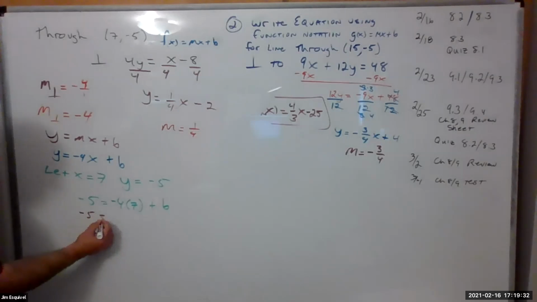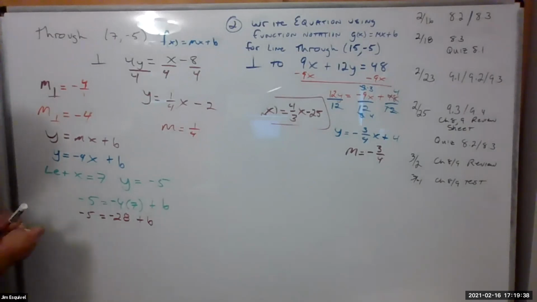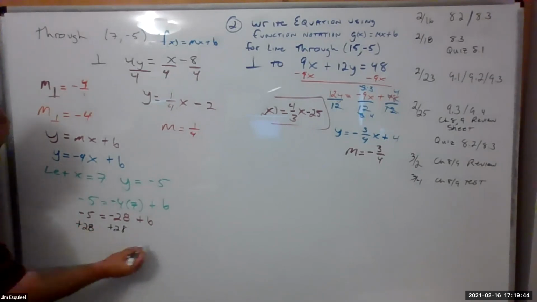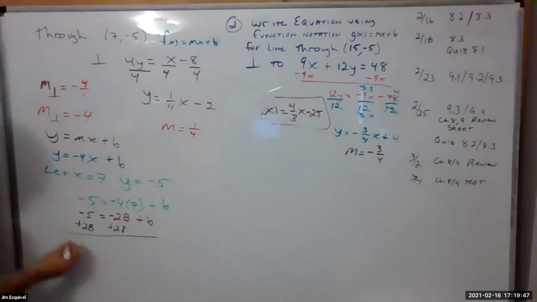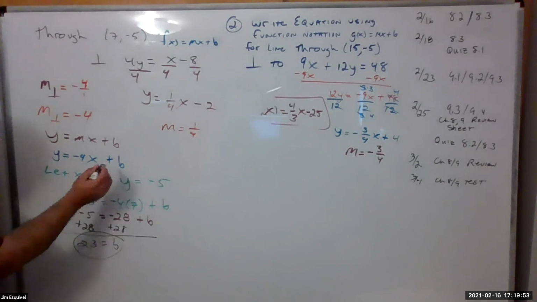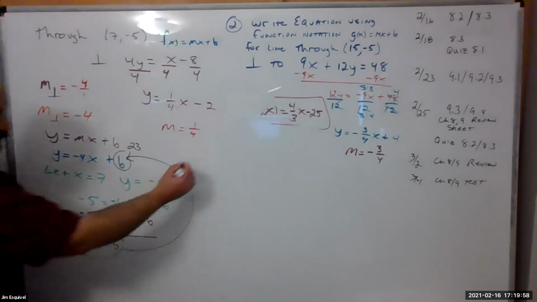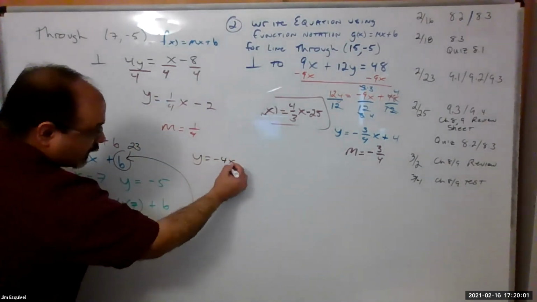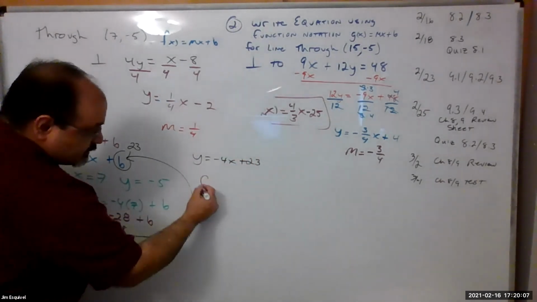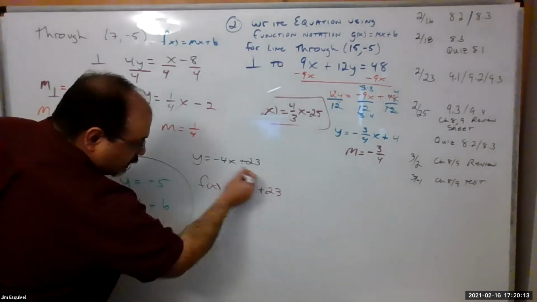So -5 equals -28 plus b. Add 28 to both sides. -5 plus 28 is 23. So there's the y-intercept. So this b is positive 23. So there's your y equals -4x plus 23. The final answer is supposed to be f of x equals -4x plus 23.